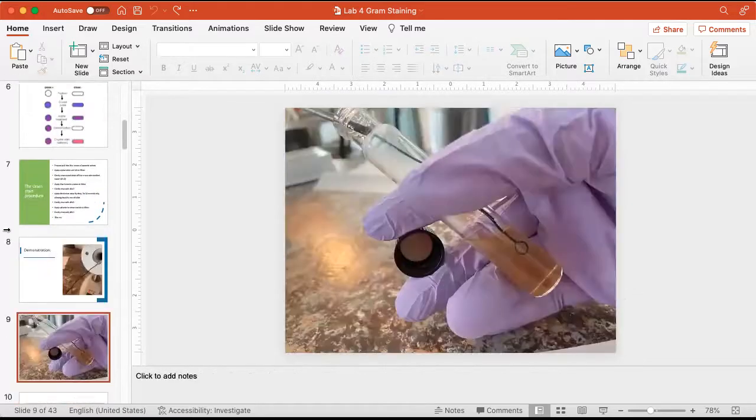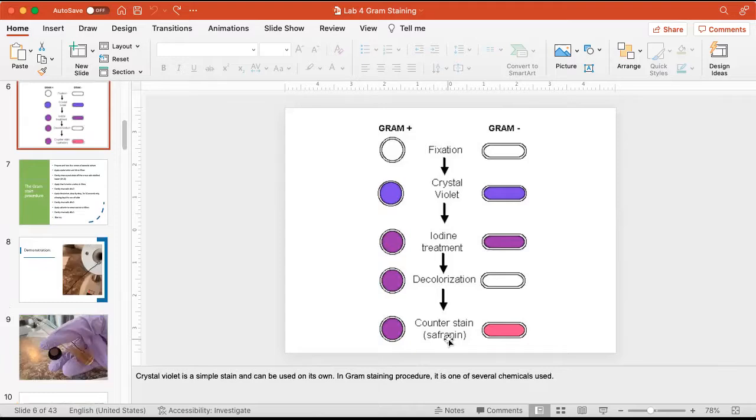The last step is to apply the counterstain, or the safranin. The unstained gram-negative cell will pick up the safranin and turn pink. The gram-positive cell will not turn pink because it's already stained purple. So when we look under the microscope after gram staining, if we see purple, we know we have a gram-positive cell. If we see pink, we know we have a gram-negative cell.